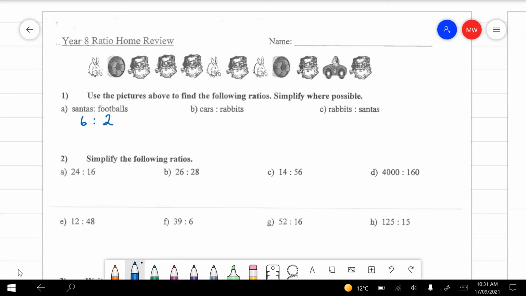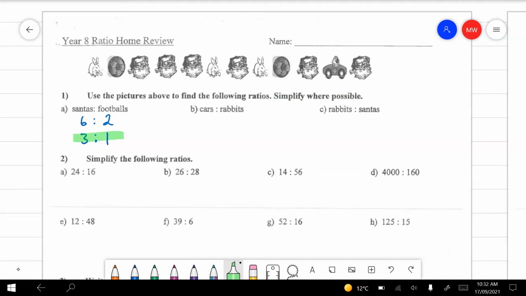Now, it's really important that you put the numbers down in the same order as the words, if that makes sense. So you can't accidentally switch the 6 and the 2. It's describing how many Santas we've got per football. And this way as well, if you can simplify this ratio, you should. It's a lot like a fraction. I'm just looking for common factors of 6 and 2, which is 2. So 2 will go into 6 3 times, and 2 will go into 2 once. So this is my final answer here. It did say in the question simplify where possible, so we have to make sure we adhere to that.